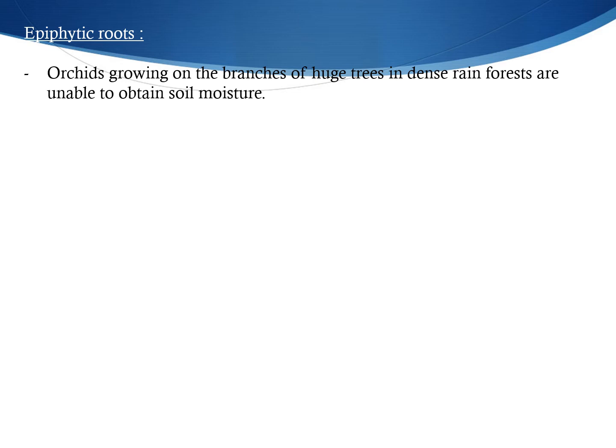Orchids growing on the branches of huge trees in dense rainforest are unable to obtain soil moisture. So orchids are the plants that grow on the branches of huge trees. Now, when they grow on the branches of huge trees, they are unable to obtain the soil moisture. Hence, they produce specialized roots that hang in the air.